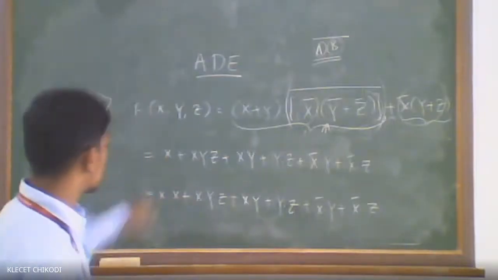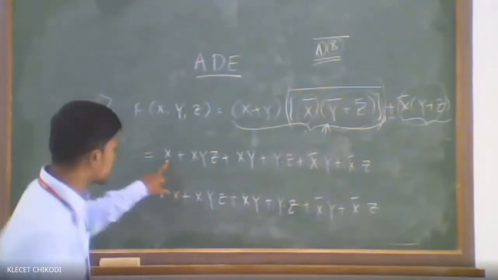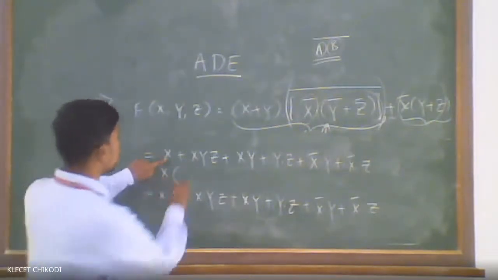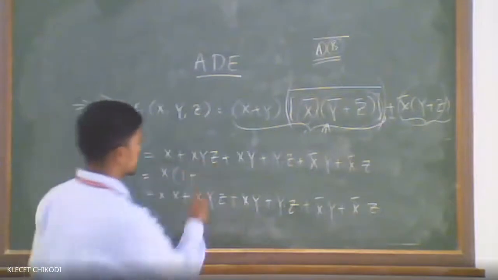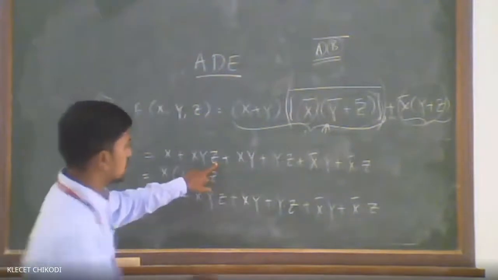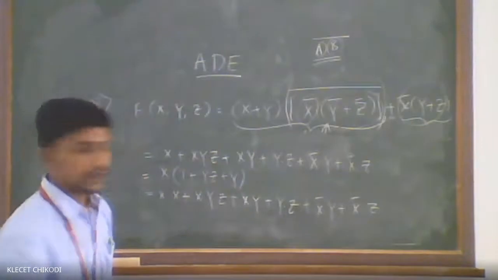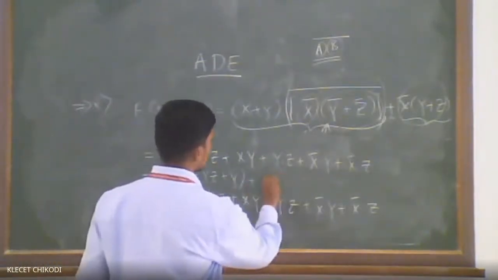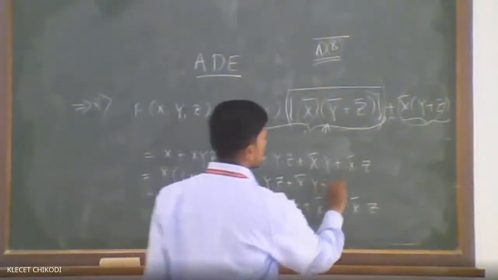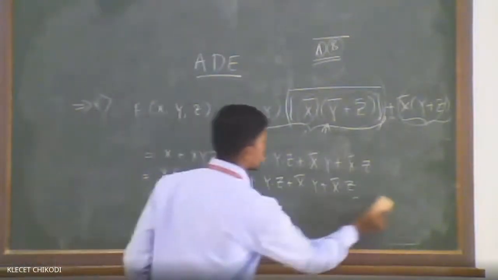Now, in the expression, you can see the first term is x, so take x common here. So what will be here? It will be 1 plus yz. Again, if you take x common, it will be y. And this one will be y into z plus x bar into y plus x bar into z. So after further simplifying, we will get this.